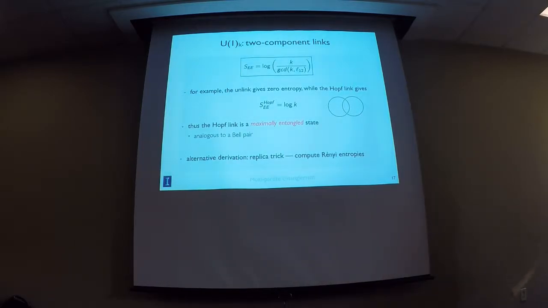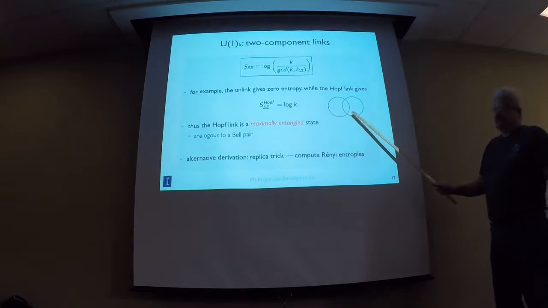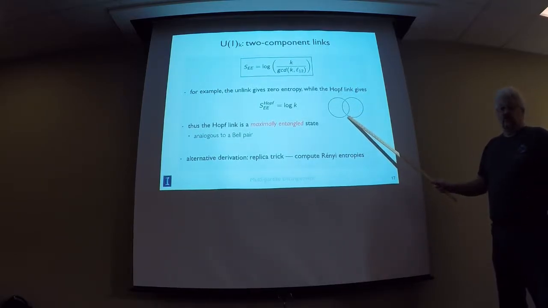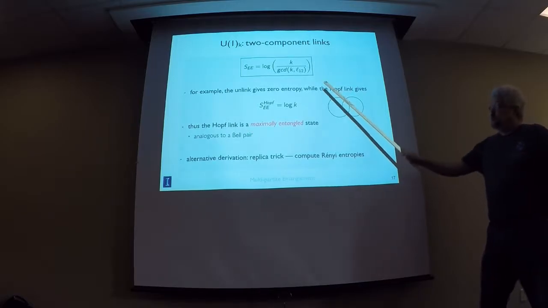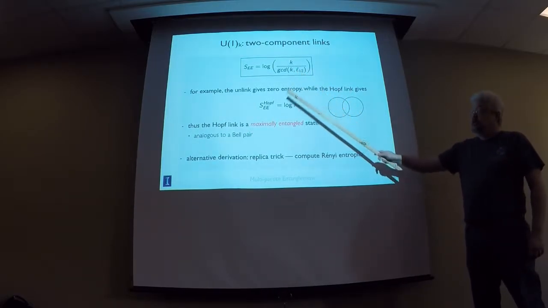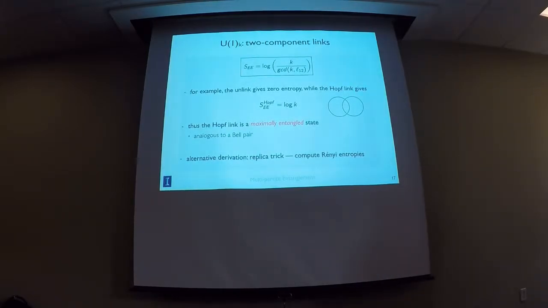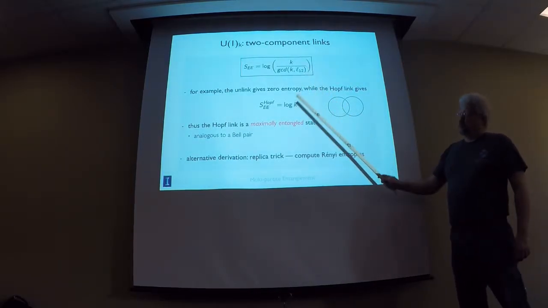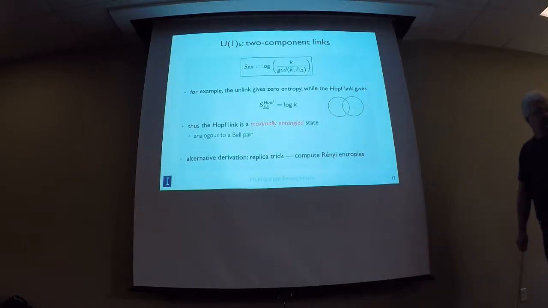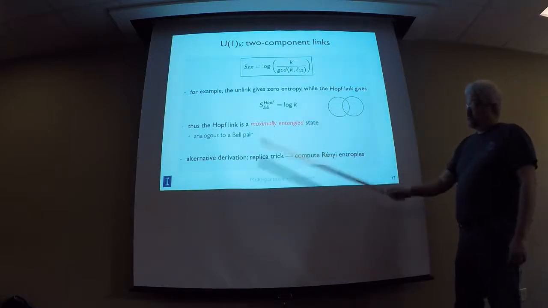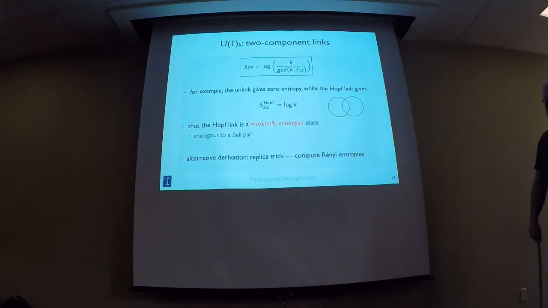The simplest two-component link is called the Hopf link. It's just the simplest thing. In that case, L12 is 1, so the greatest common divisor is 1, and you just get log k for the entanglement entropy. And so the Hopf link is maximally entangled. It has the biggest possible value of the entanglement entropy in the case of two-component links. You can think of this as analogous to a Bell pair in quantum information.